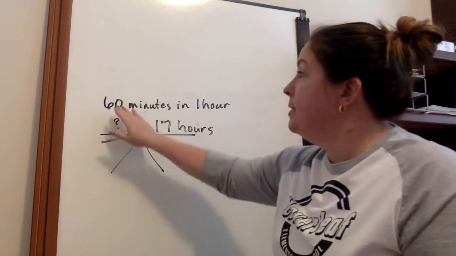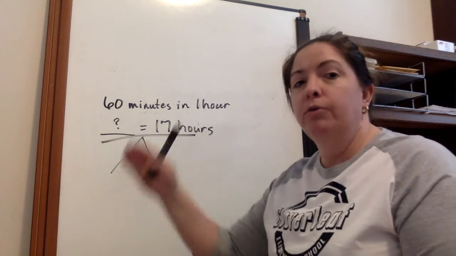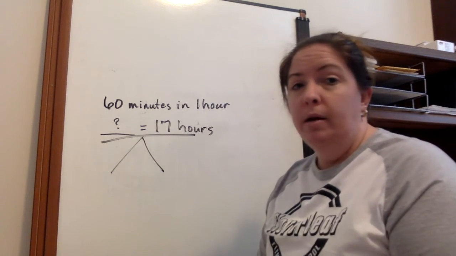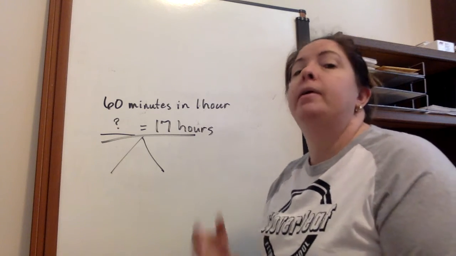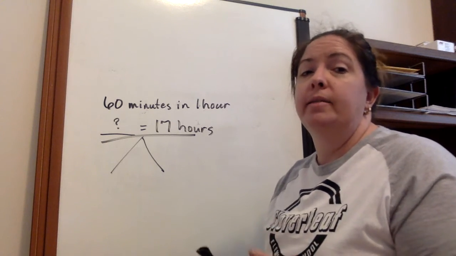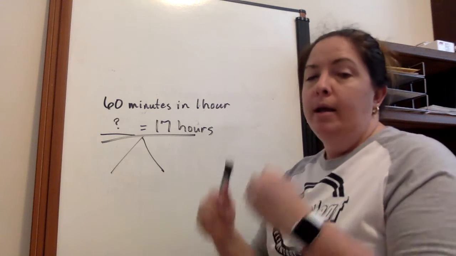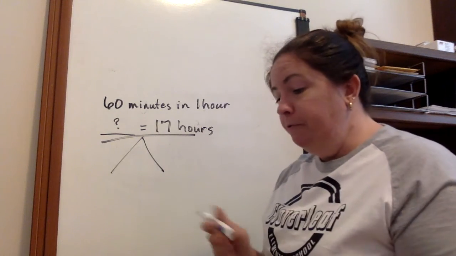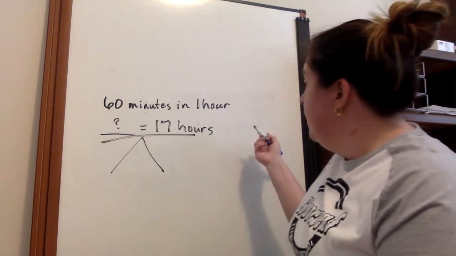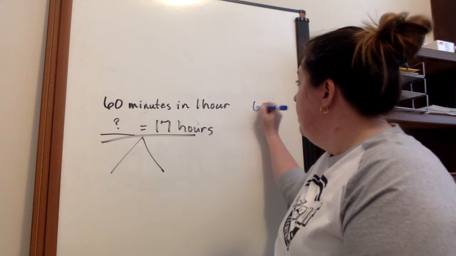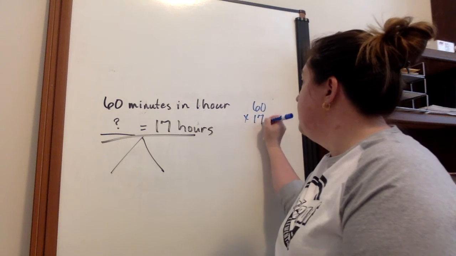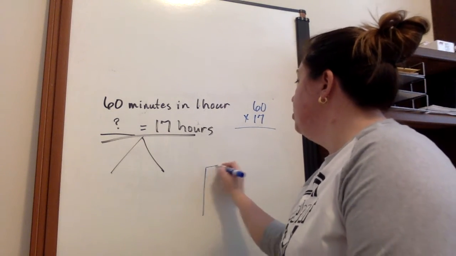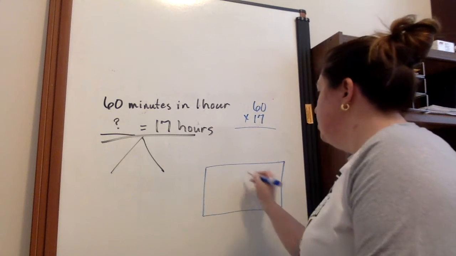Now we could add 60 minutes over and over until we had added it 17 times, right? That repeated addition is multiplication. I think maybe a more efficient way to look at this is multiplication. Okay? 60 minutes, 17 times. Right? 60 times 17. So I'm going to choose to do this a couple of ways.